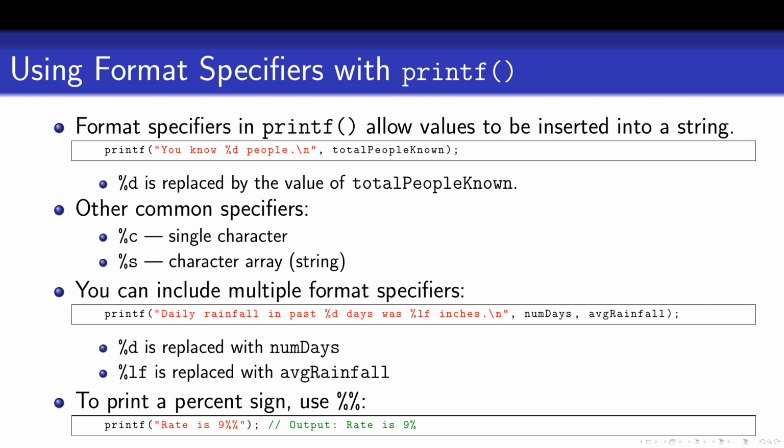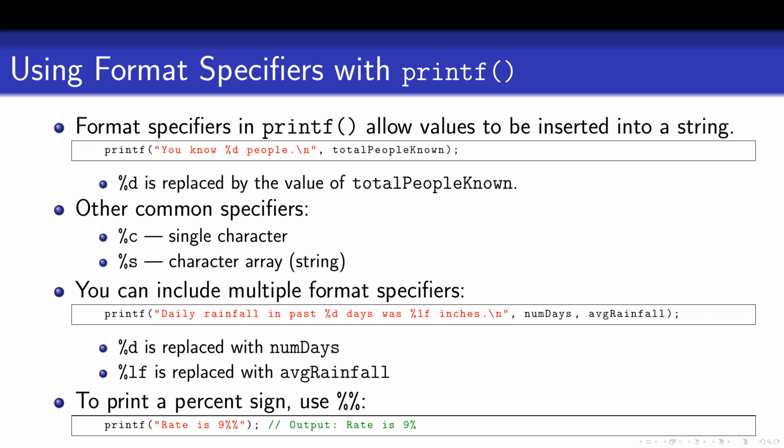Let's look at how to use format specifiers with printf to produce clean, readable output. Suppose you want to print a sentence that includes a variable, like total people known. You could write printf, "%d people\n", total people known. The %d tells printf to expect an integer, and it replaces that placeholder with the value stored in the variable. So if total people known is 5, the output would be, 5 people. You can do the same with other data types, %c for characters and %s for strings.